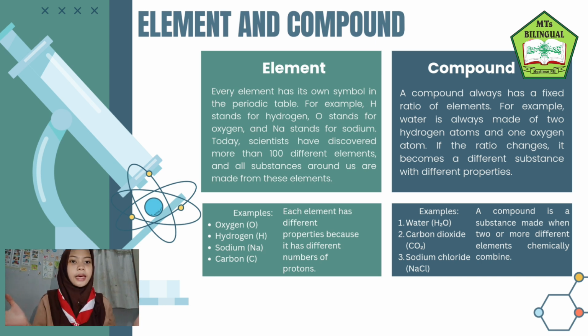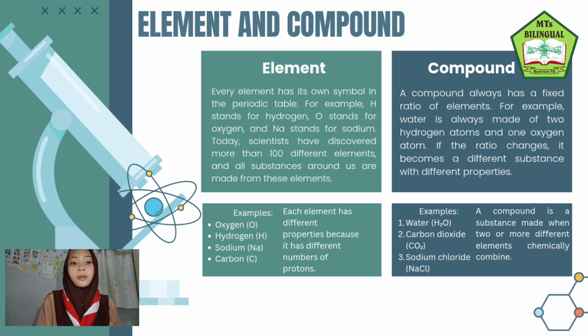Every element has its own symbol in the periodic table. Scientists have discovered more than 100 different elements, and everything around us is made from elements. For example, oxygen, hydrogen, sodium, and carbon. Each element has different properties because it has a different number of protons.